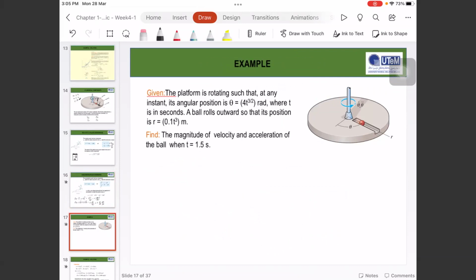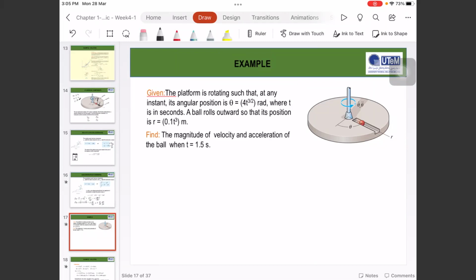Tengok sikit soalan dia. Alright. So the platform is rotating such that at any instant its angular position theta is equals to 4t^(3/2) radian, where t in second. The ball rolls outward so that its position r is equals to 0.1t cubed. Find magnitude of velocity and acceleration of the ball when t is equals to 1.5 second.